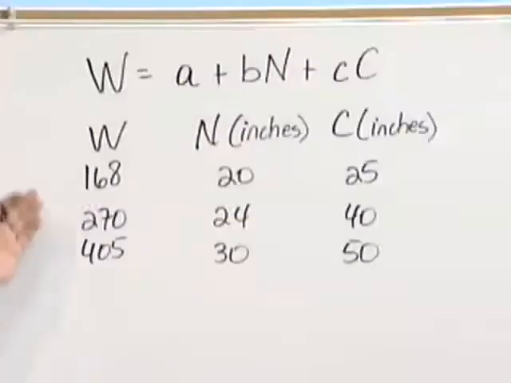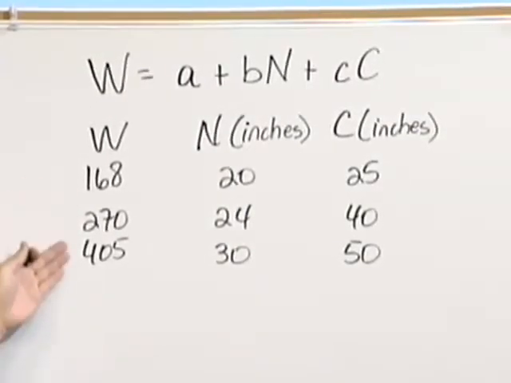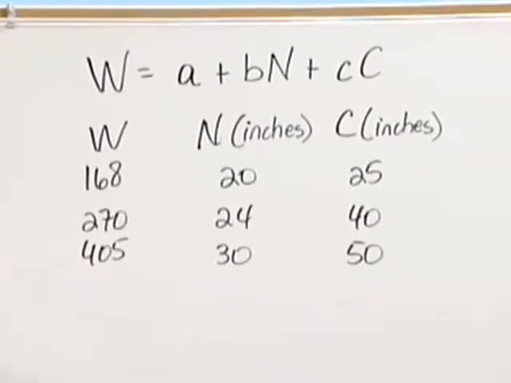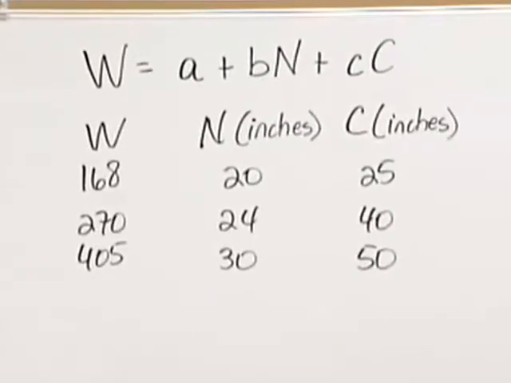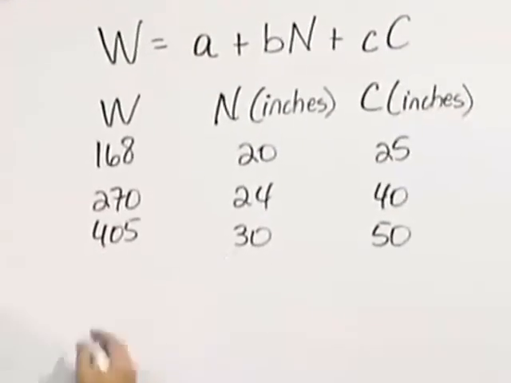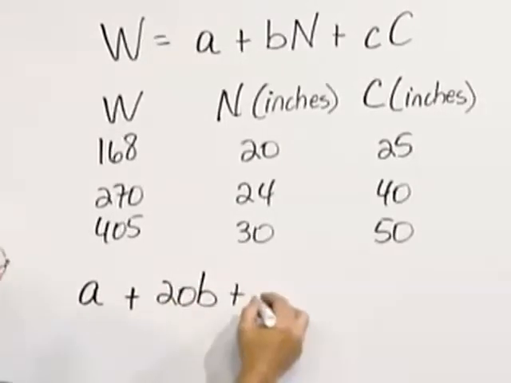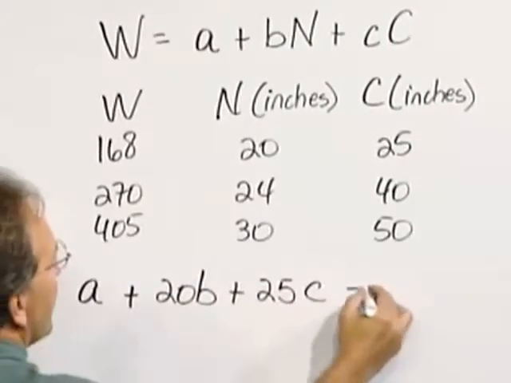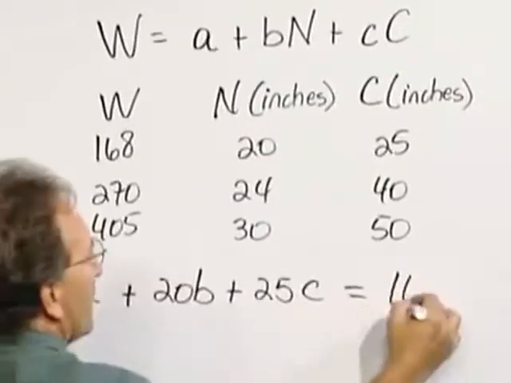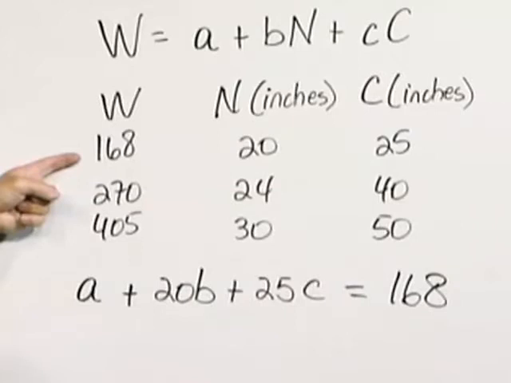So I have the important information up here. We now want to create a system of 3 equations with 3 variables. We'll use the letters A, B, and C as stated above, and I'm going to write the variables first. So we would have A plus 20B plus 25C, and that would equal 168. That's reading off of row number 1.